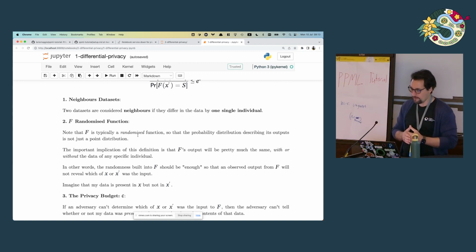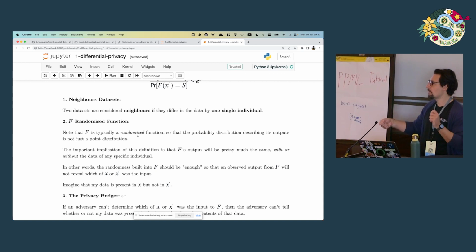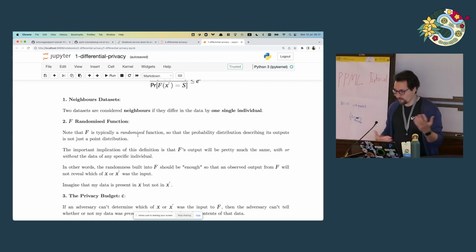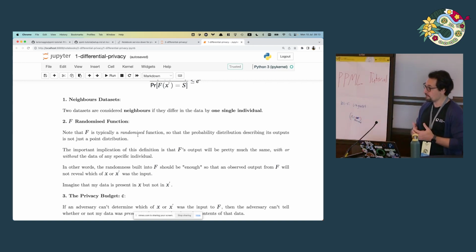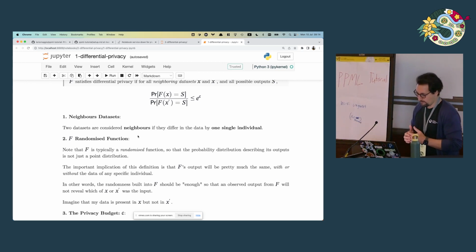It's generally referred to as the privacy budget. That value of epsilon is your knob with which you tune how much privacy you want when you're generating this answer. If an adversary can't determine which, x or x prime, was the input of f, because f is the oracle generating the answer, and you will never know whether this answer was gathered from x or x prime, then the adversary can't tell whether the data was present. That was what I was mentioning before.